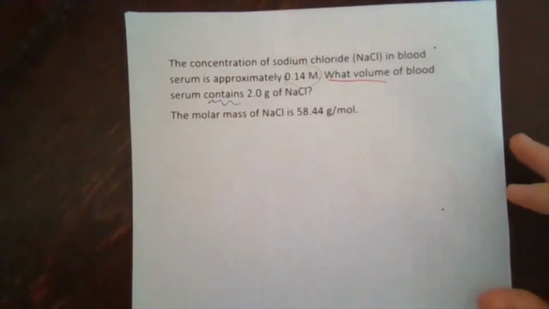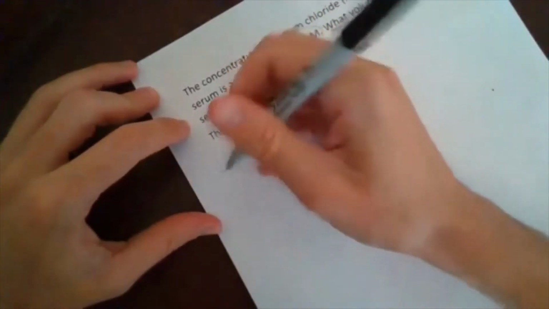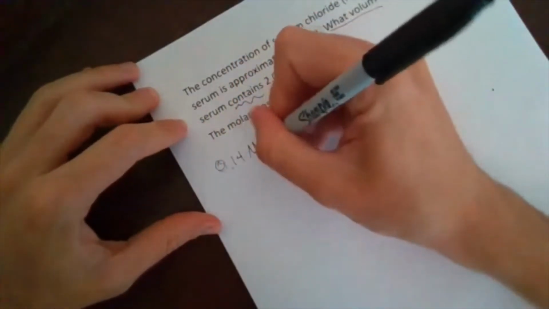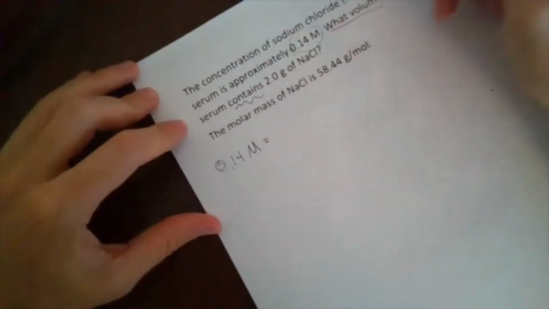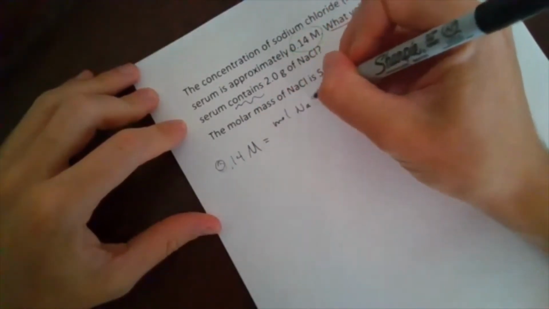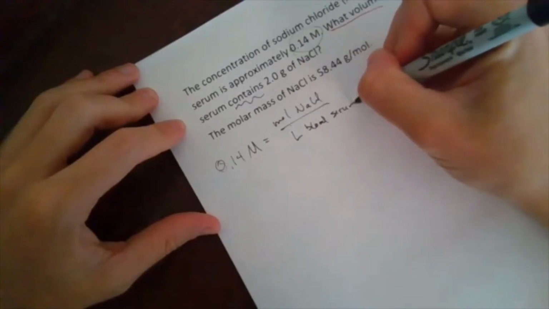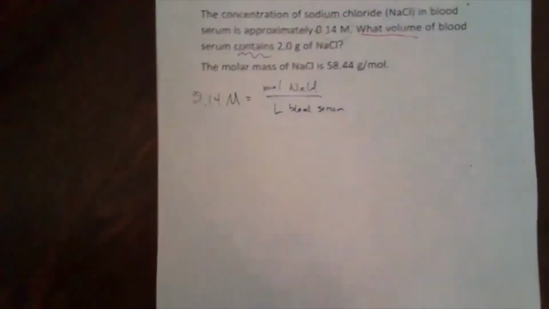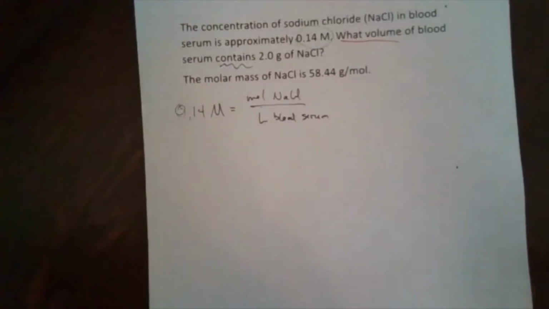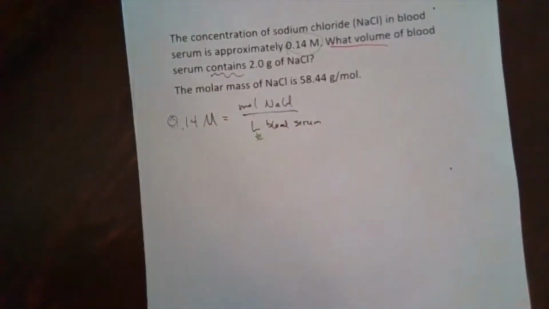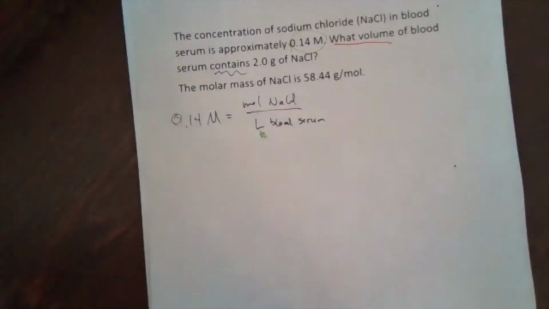First is the fact that there is an equation associated with that molarity. So we would imagine it's going to be 0.14 molar is equal to our moles of NaCl divided by liters of our solution, which in this case is blood serum. And what we wanted was a volume, so that is this: we want liters of solution, liters of blood serum. So the question is, do I have a number for moles? The answer is no, but I have grams of NaCl.